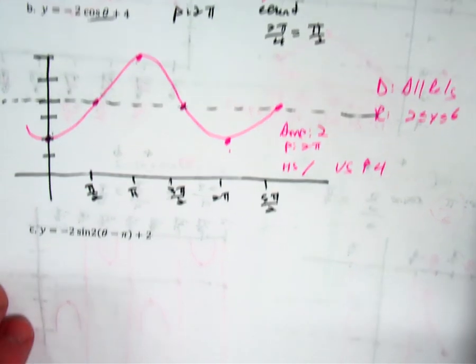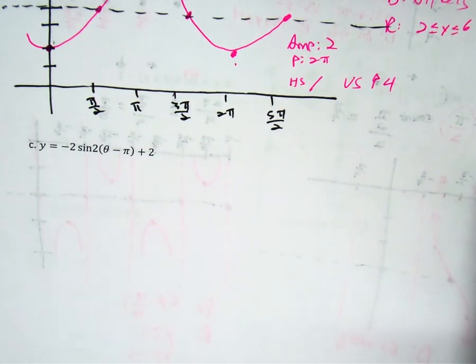All right, a little bit of everything going on down here in the bottom one. We got negative 2 times sine of 2 times theta minus pi, plus 2. So we got everything going on. We got an amplitude. We got a negative on the amplitude. We got a period adjuster. We have a horizontal shift and we have a vertical shift. So this right here, folks, is everything.